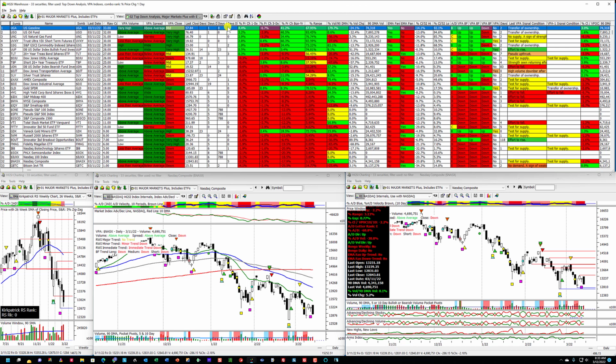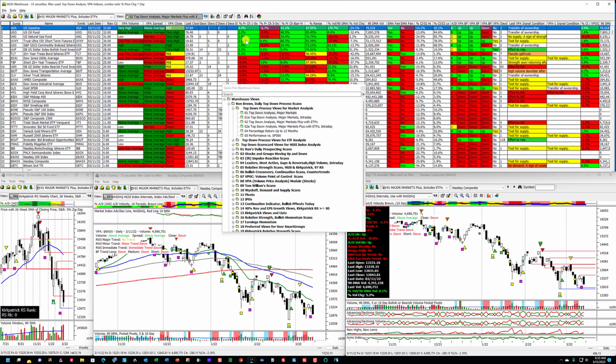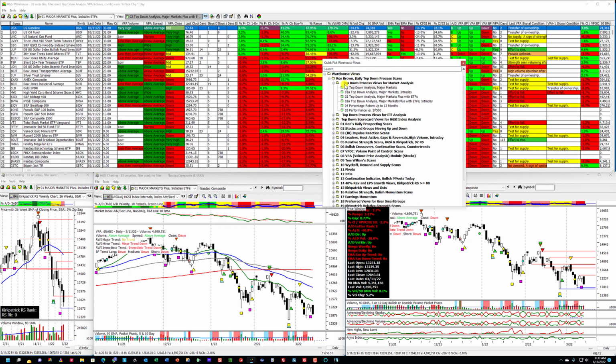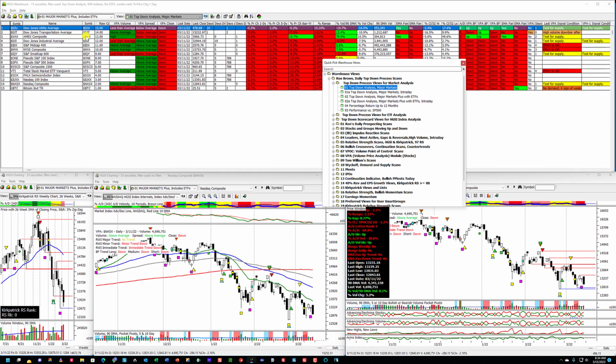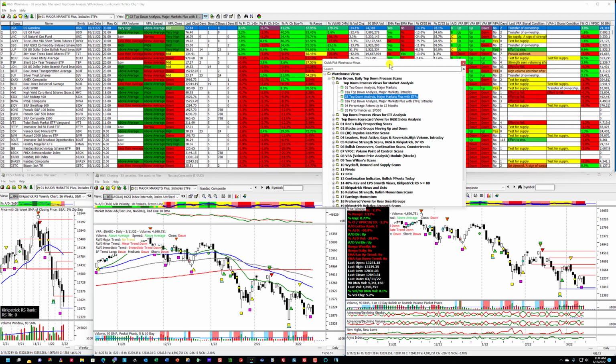Now, where I am, if you want to follow along, if you are an Insider Club member, you have these files. I'm in my top-down market analysis warehouse view, number 2, with ETFs. If I just limit it to this one, it just has the major indexes plus one ETF, but I'm using view number 2 because it lets the ETFs in also, and I get a broader look at the market.